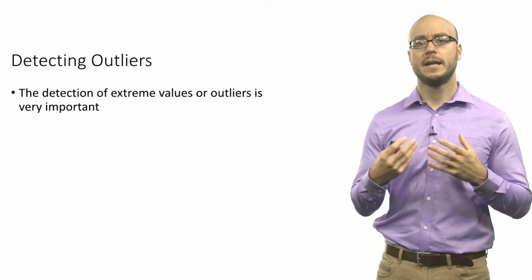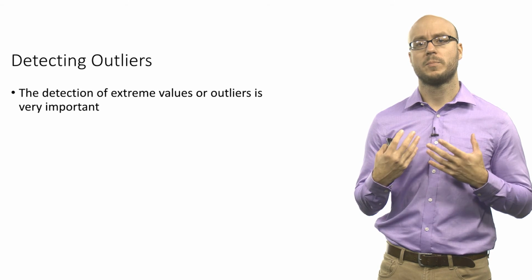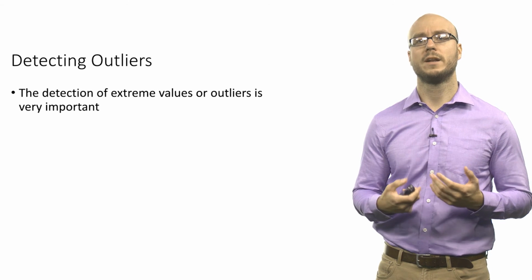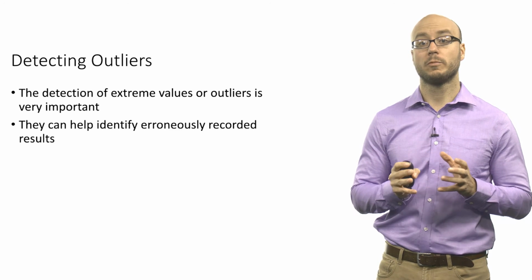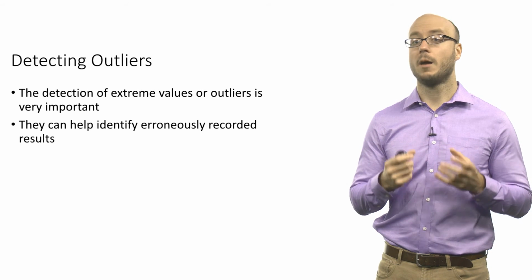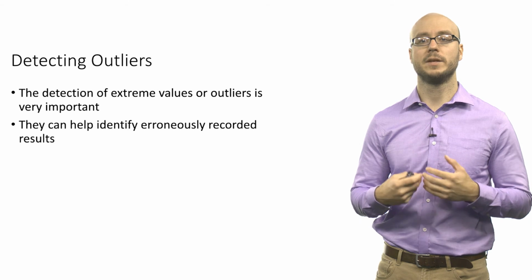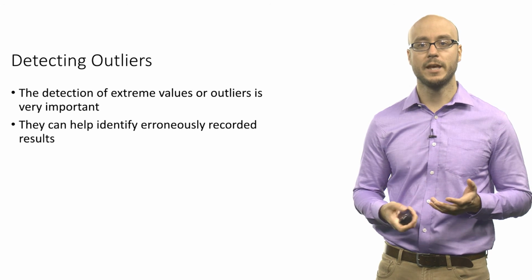But what is an outlier? There is no one rule for detecting an outlier. In a box plot, we have a particular way of understanding what an outlier means. Outliers are very important when we are doing research because they can help identify data that might be erroneously recorded, so we might have a mistake.